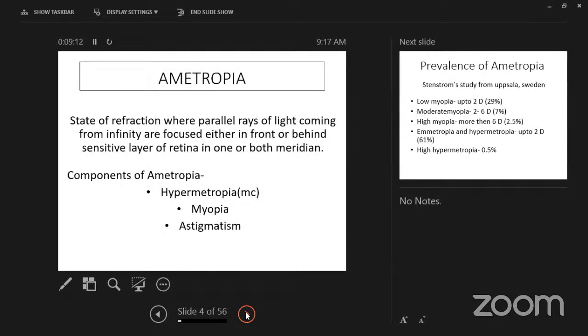Then ametropia. It is a state of refraction where parallel rays of light coming from infinity are focused either in front of or behind the sensitive layer of the retina in one or both meridians. Components of ametropia: hypermetropia being the most common, then myopia, and then astigmatism.